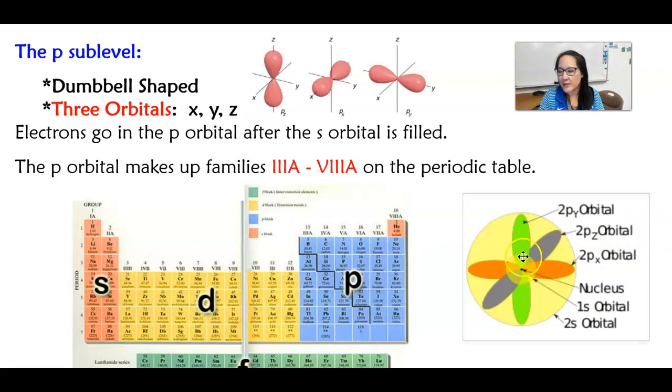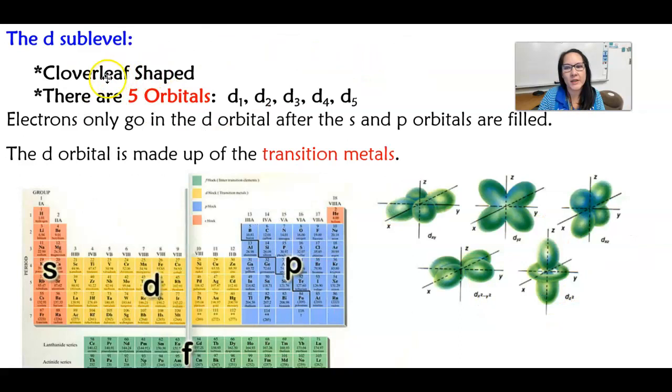And so here you can see where we have our nucleus. Here's a 2s orbital, and then here are our 3 2p orbitals, and they're in a vertical, horizontal, and a diagonal. So this is like the 2p on the y-axis, the 2p on the x-axis, and the 2p on the z-axis. The d sublevel is cloverleaf shaped. There are 5 orbitals, d1, d2, d3, d4, d5. So basically that means that your d clover-shaped sublevel can sit in 5 different positions in the XYZ plane.